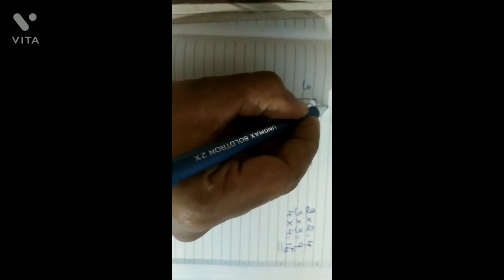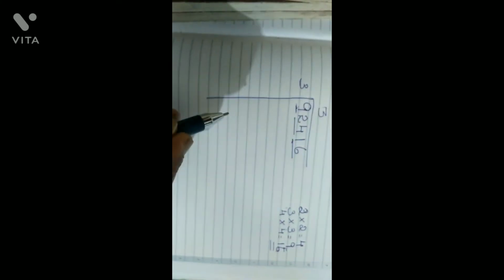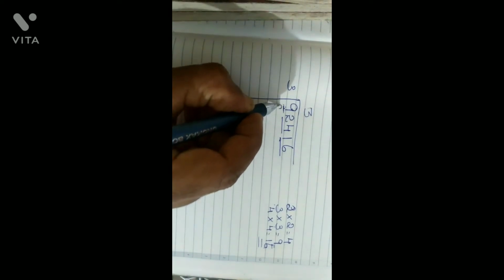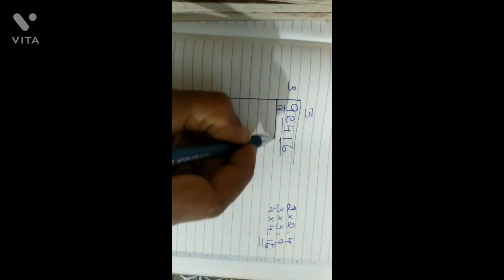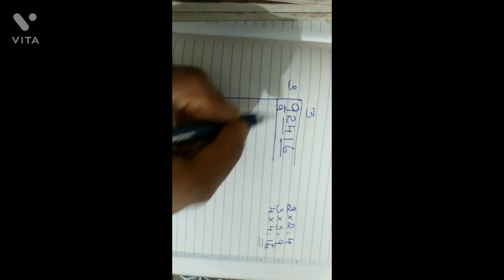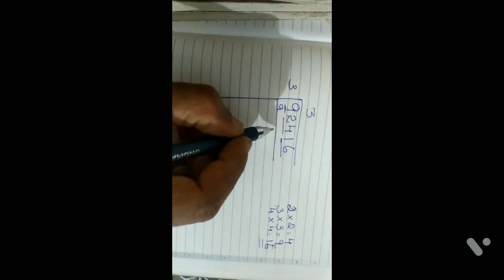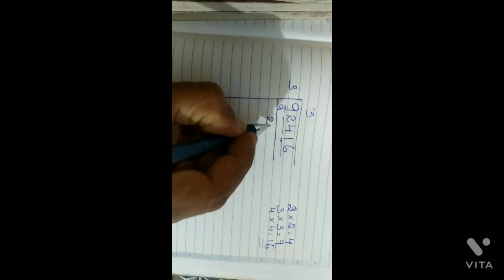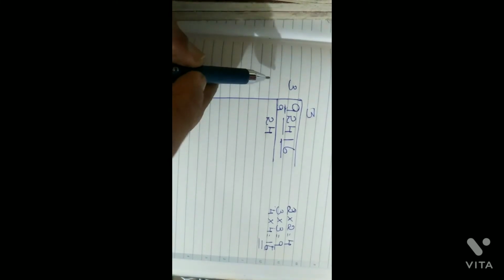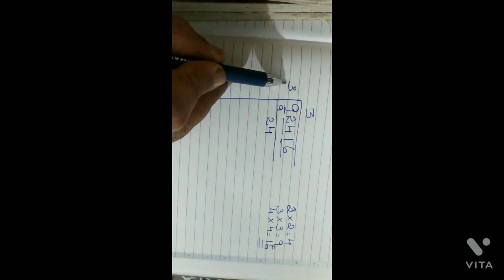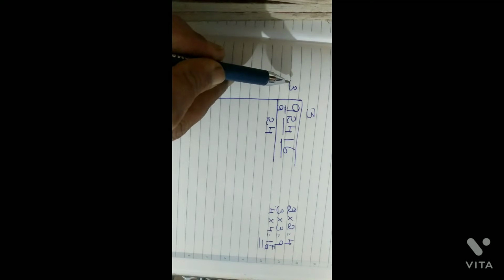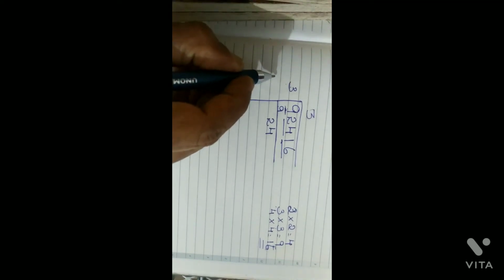So 3 into 3 is 9. Subtract, you get 0. Next, bring down the next number pair, that is 24. And then the next step is we double this number, that is 3 into 2. 3 2s are 6.